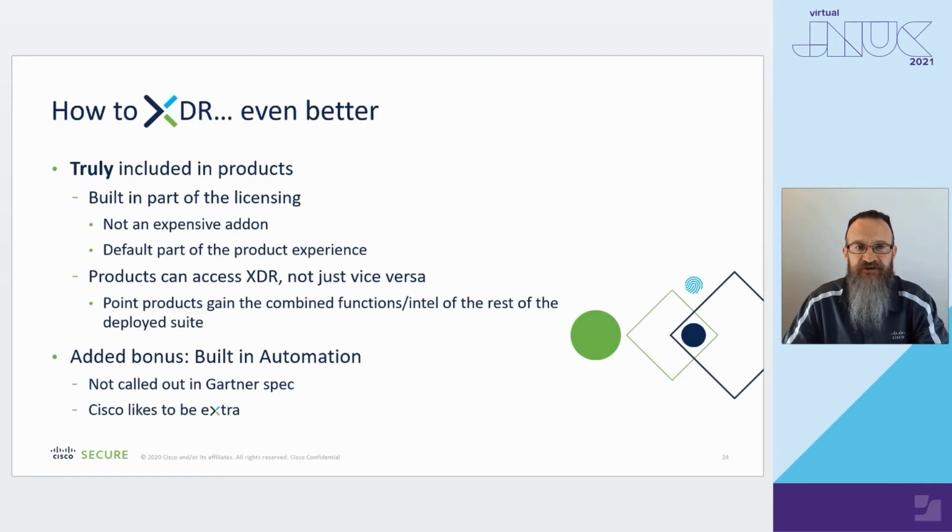Okay, so an XDR is supposed to bring all this function, all this insight, all this intelligence from multiple products in together. Then why shouldn't those products in turn have access to that collected data set? Allow the point products that are part of your XDR solution to gain the combined functions and intelligence of the entirety of the rest of the deployed suite. And as an added bonus, we've built in automation. Our solution, SecureX, builds in an automation platform, even though that's not called out in the Gartner spec, but we're Cisco, we just like to be a little bit extra.